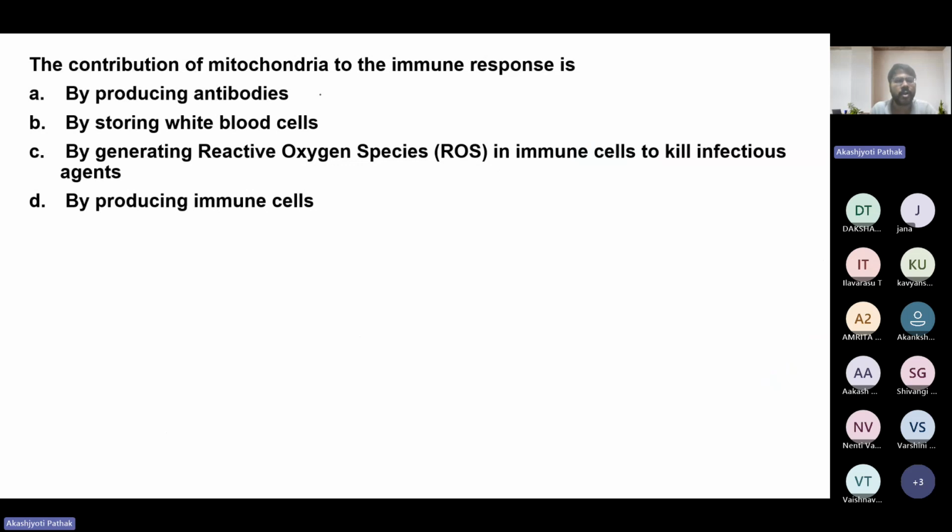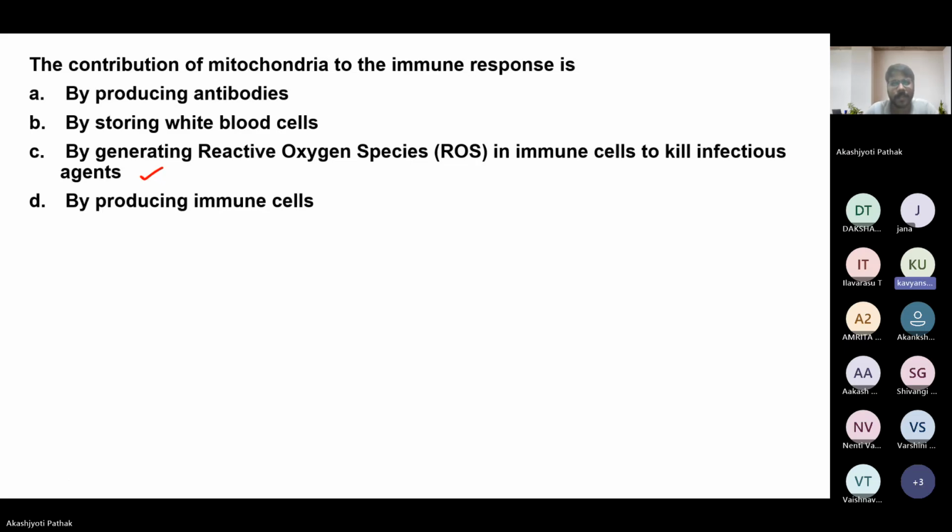So what is the contribution of mitochondria to the immune response? This question was discussed in the lecture. How does the mitochondria contribute to the immune response? By producing antibodies, by storing white blood cells, by generating reactive oxygen species in immune cells to kill infectious agents? Yes, the answer is option C. Correct. So can you explain why? How is it generating reactive oxygen species?